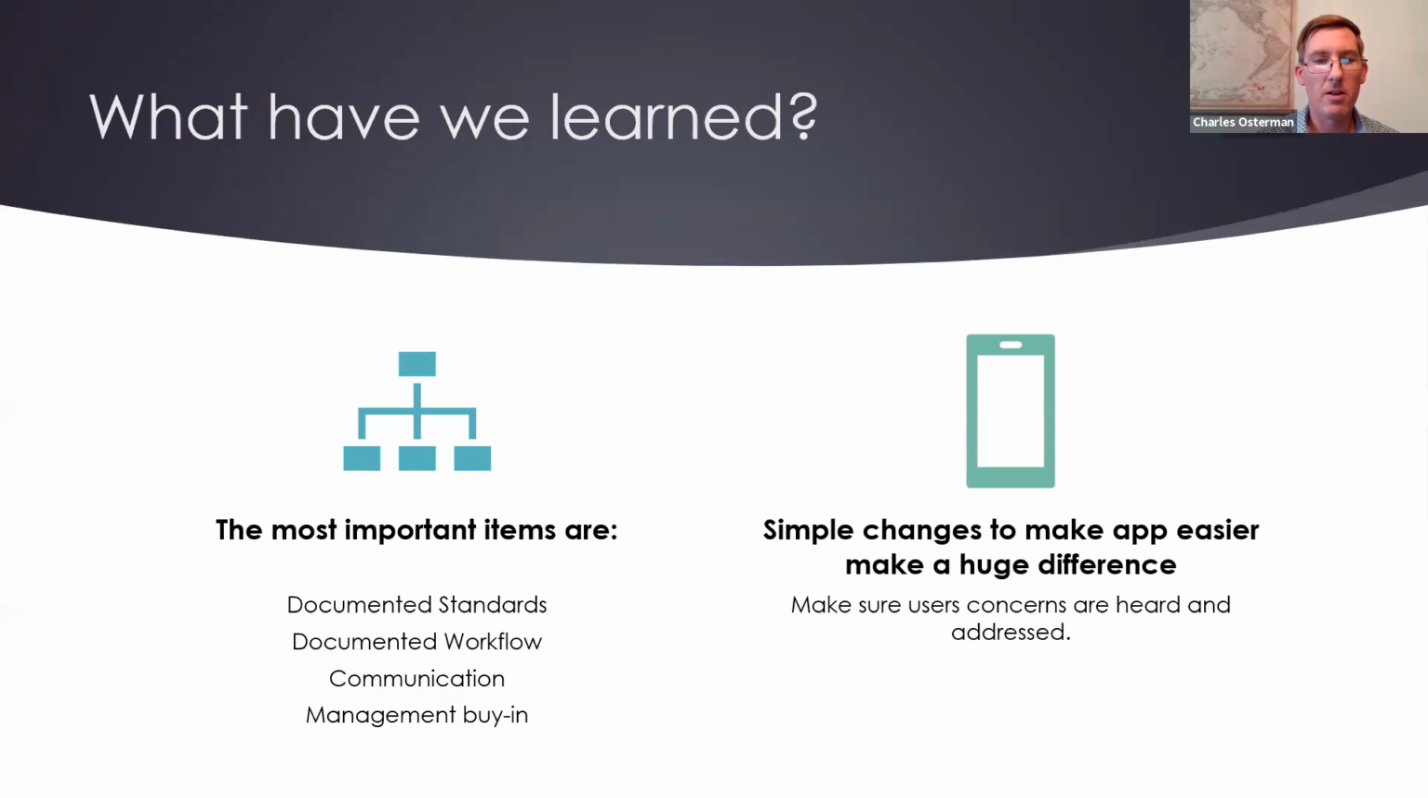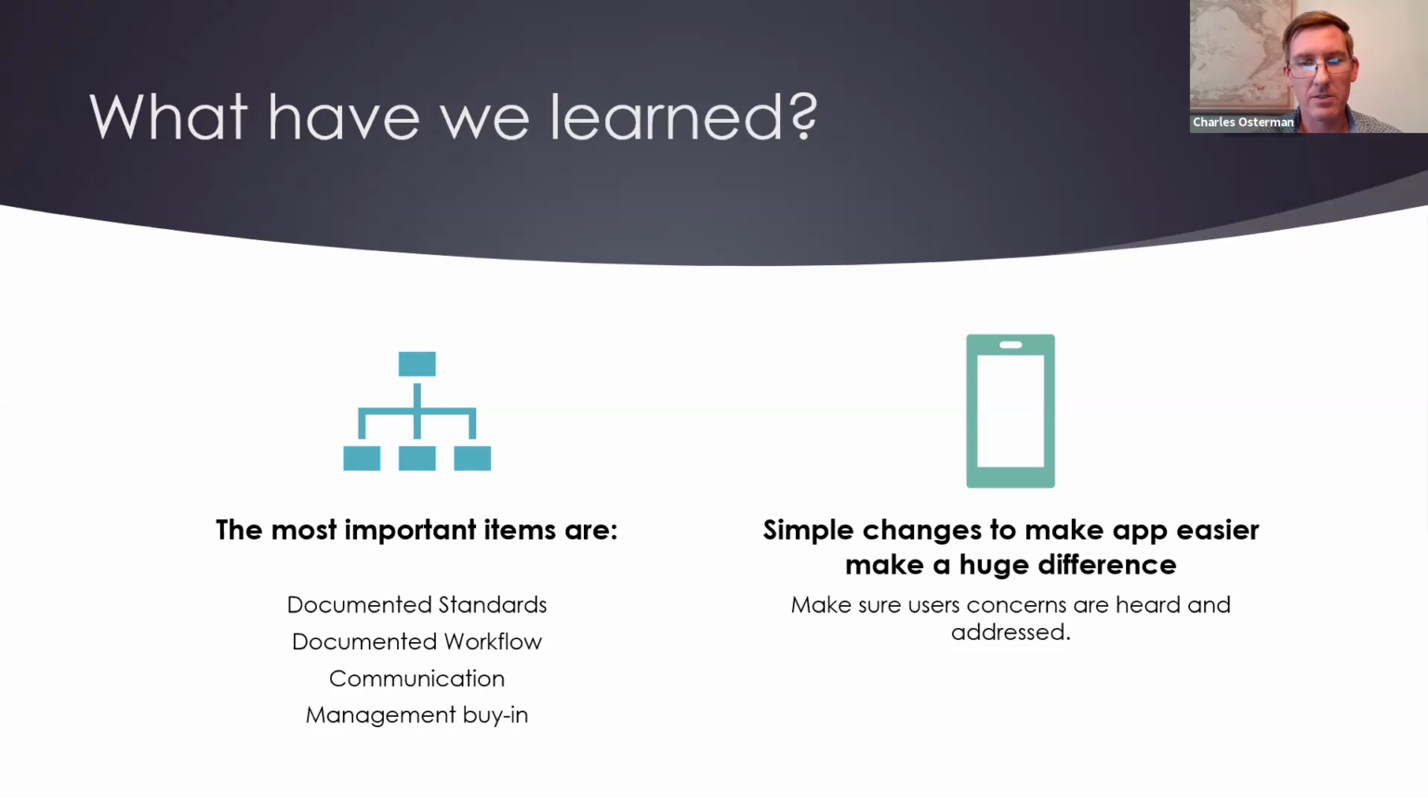So what did we learn from all of this? Like I mentioned before, technology is the easy part. Technology we already had in place. We just needed to set it up to work. But the most important things we needed to have in place were documented standards, a documented workflow, and clear communication between teams, making sure everybody knew what the expectations were, what they were responsible for, and that everything stayed to standard. And of course, having management buy-in to make sure everything goes smoothly and that everybody's on board. Those are the most important things we found.